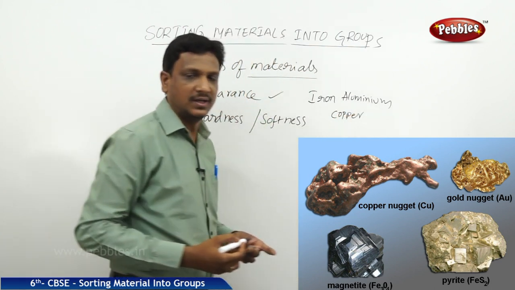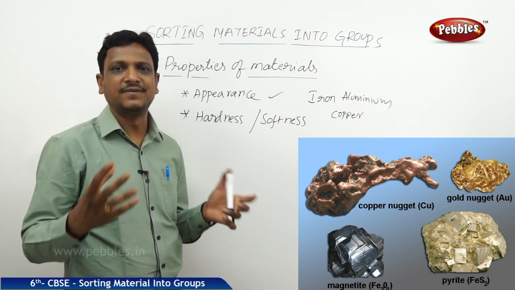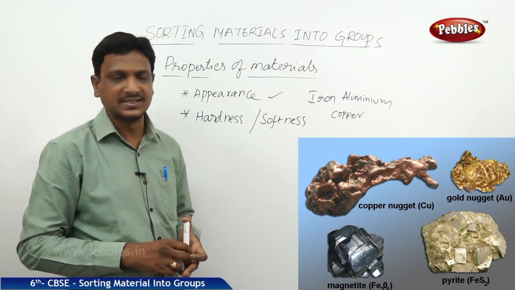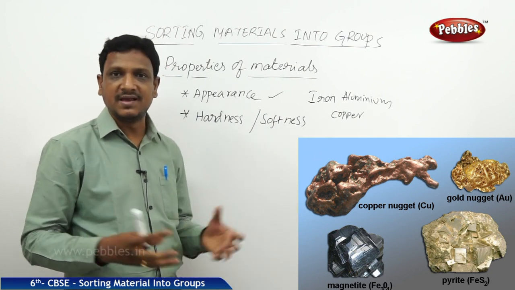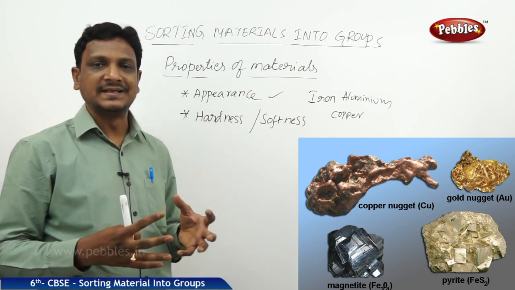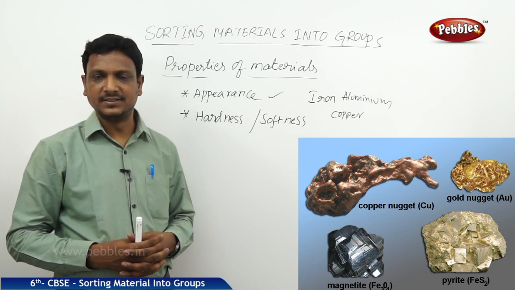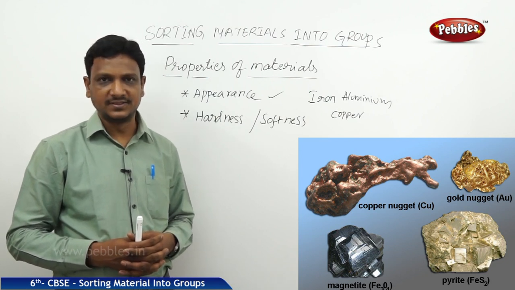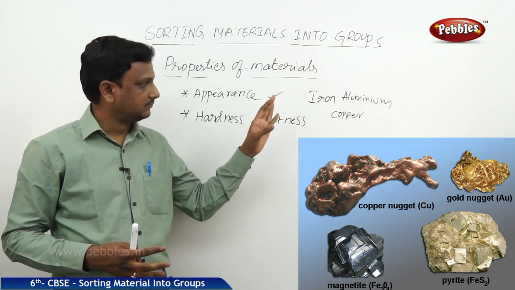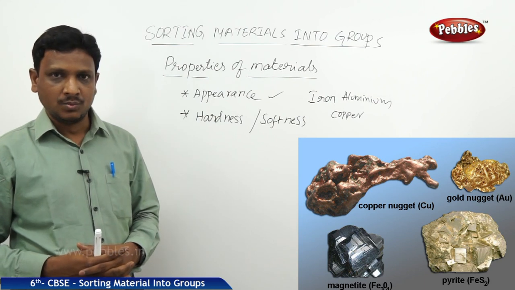So, you have seen their physical appearance; they look different. Iron looks a little black in color, and sometimes it gets rusted and turns orange. Aluminium has a silvery appearance, and copper has a red shiny appearance. The colors and appearance are different. Even though they appear dissimilar, there is some similarity. What is that similarity?